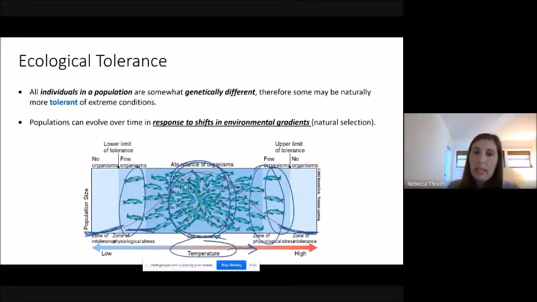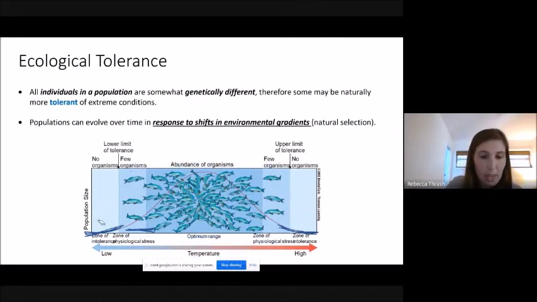One note here, this is a little bit different than acclimating to a different temperature. That's more to do with the range of tolerance that they can have, but that's not adaptation. Adaptation requires there to be a change in the gene pool of the population.